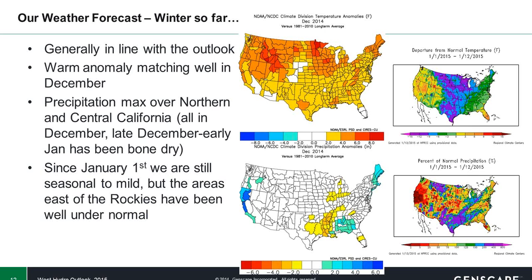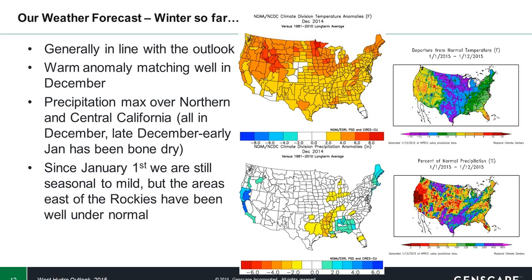So it was warm across the country, including the West. The main point here is that most of the precipitation we've had in the West was concentrated over Northern California in December, and that's a huge difference compared to last year over there.